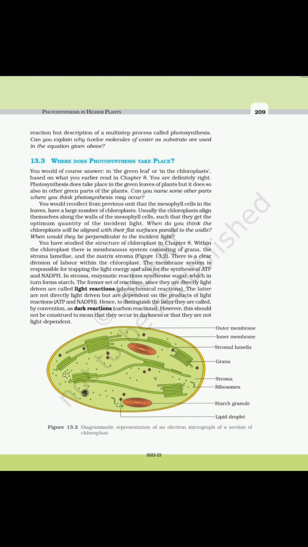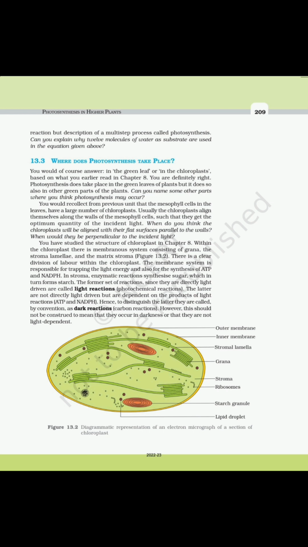In the equation given above, 13.3, where does photosynthesis take place? You would of course answer, in the green leaf, or you may add, in the chloroplasts based on what you earlier read in chapter 8. You are definitely right. Photosynthesis does take place in the green leaves of plants, but it does so also in other green parts of the plants. Can you name some other parts where you think photosynthesis may occur?